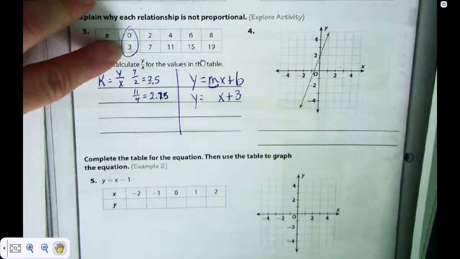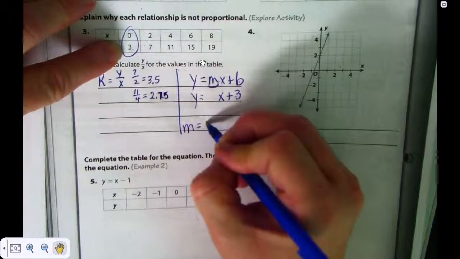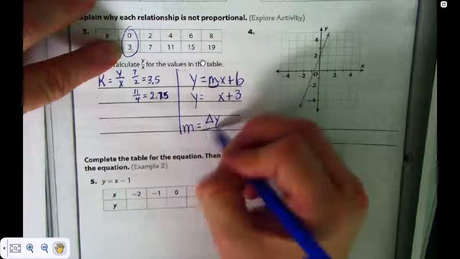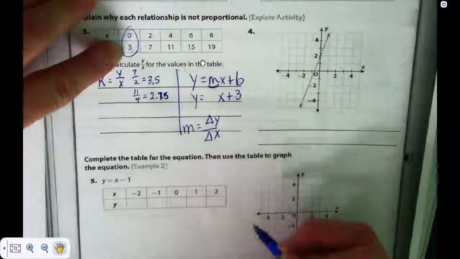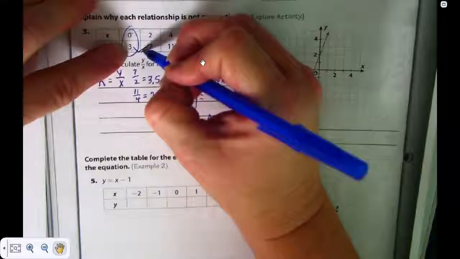How do I get the slope? How do I get m? We've done it on several problems today. Change in y over the change in x. Everybody should be able to tell me that. You're going to go from 3 to 7 and get 4.